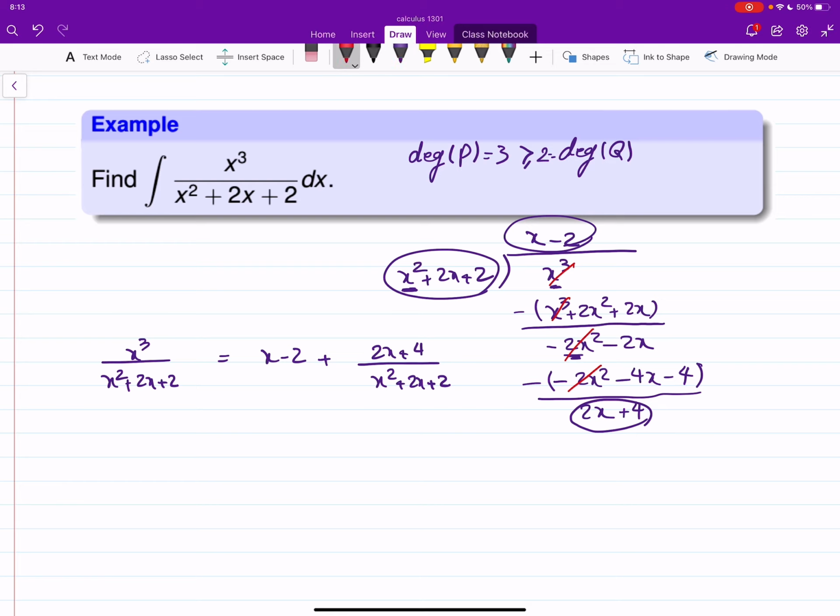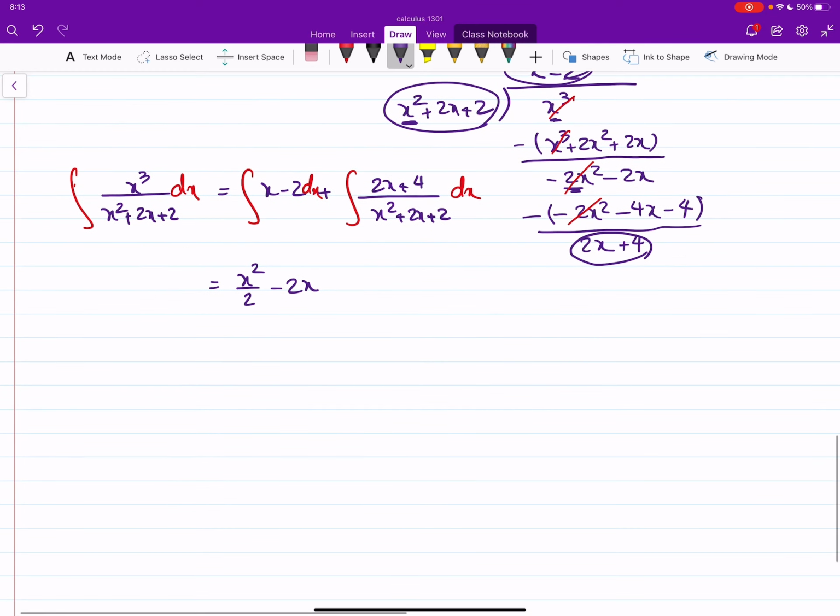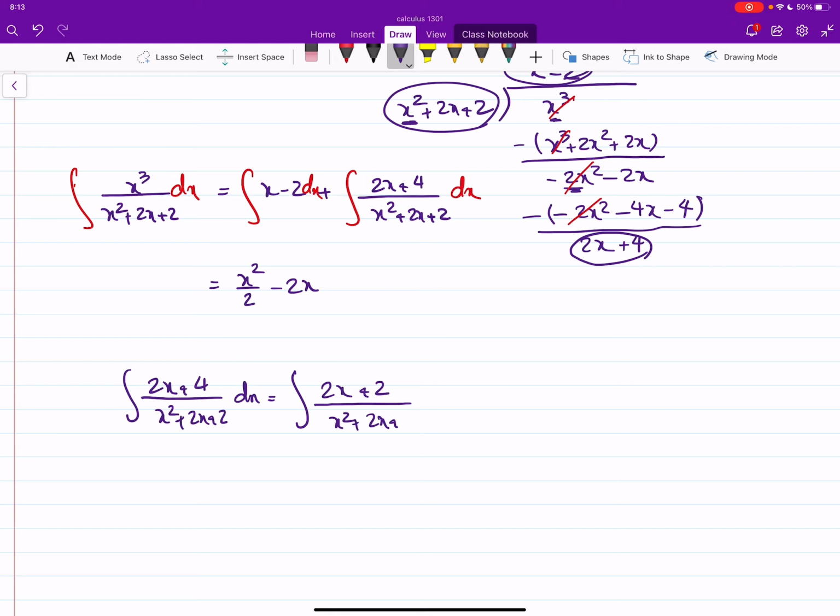Now we were integrating so we can separate these integrals, and as a result now we have x squared over 2 minus 2x from the first one. For the second one, now we have to do the integration. So let me just quickly do it here. 2x plus 4 over x squared plus 2x plus 2 dx. Remember that we have to generate the derivative. The derivative here is plus 2. So x squared plus 2x plus 2.